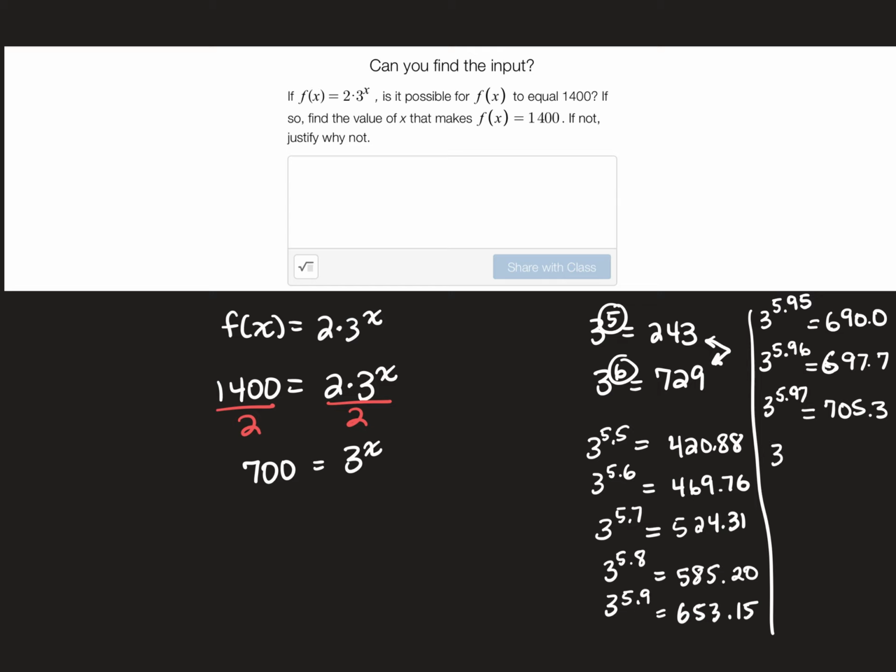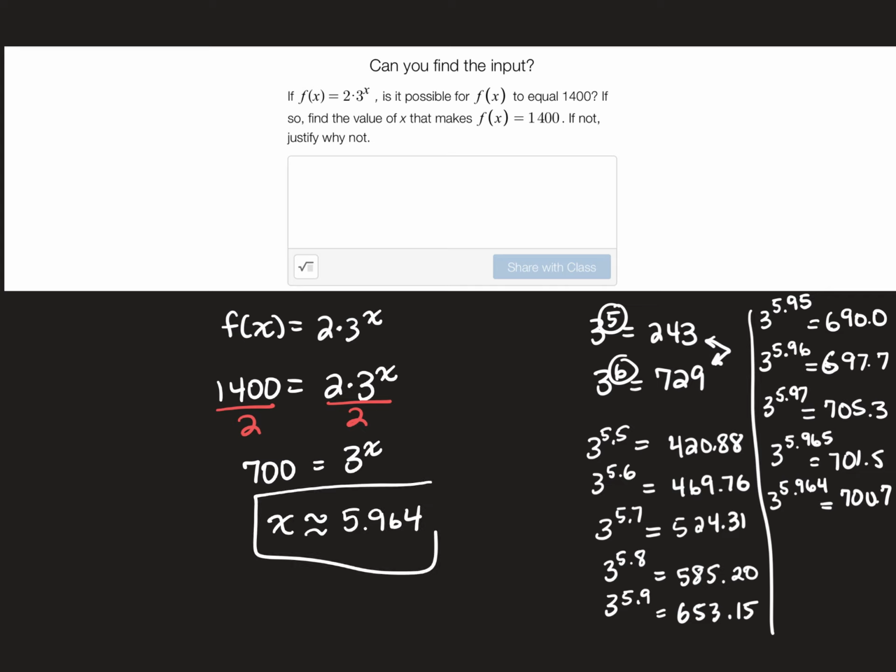So let's maybe settle on 3 to the 5.965 power. That is 701.5. So maybe we just go a little bit lower here, 3 to the 5.964 power. And I think that's about as close as we're going to get, 700.7. So our x value is somewhere around 5.964.